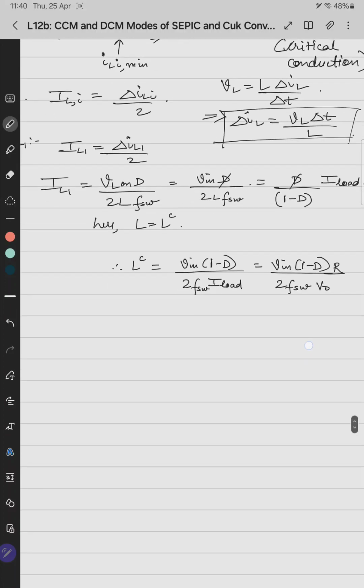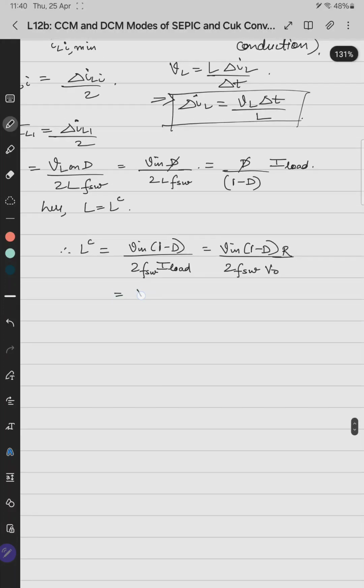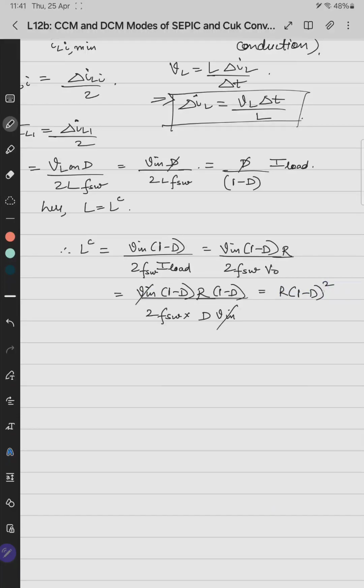Then V naught we can also write in terms of V in, that is V in into 1 minus t into R by 2 F switching into V naught is d by 1 minus t into V in, because it is a buck boost converter. So V in will cancel, so it will be R into 1 minus t whole square by 2d into F switching. Therefore L1 critical is R into 1 minus t whole square by 2d into F switching.